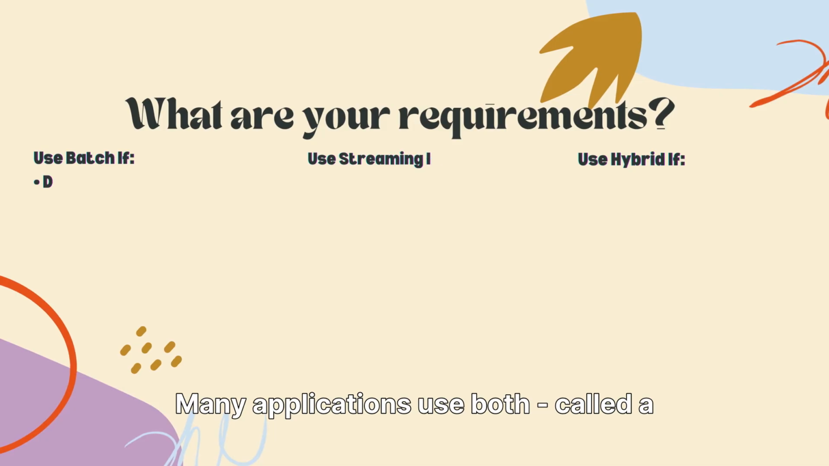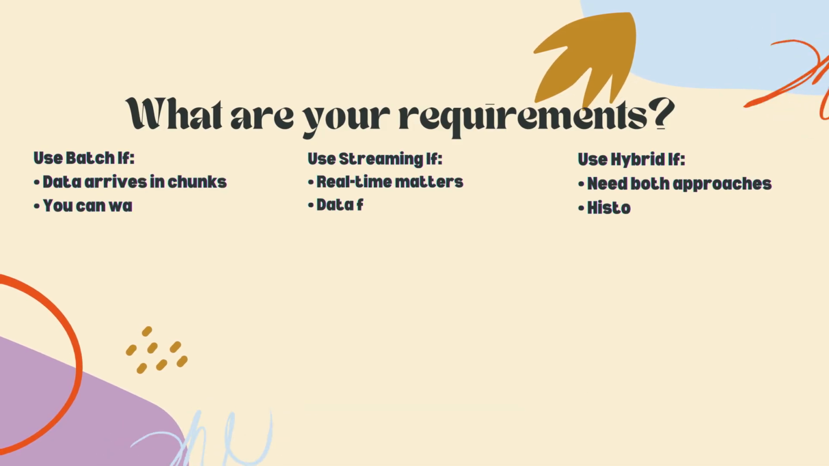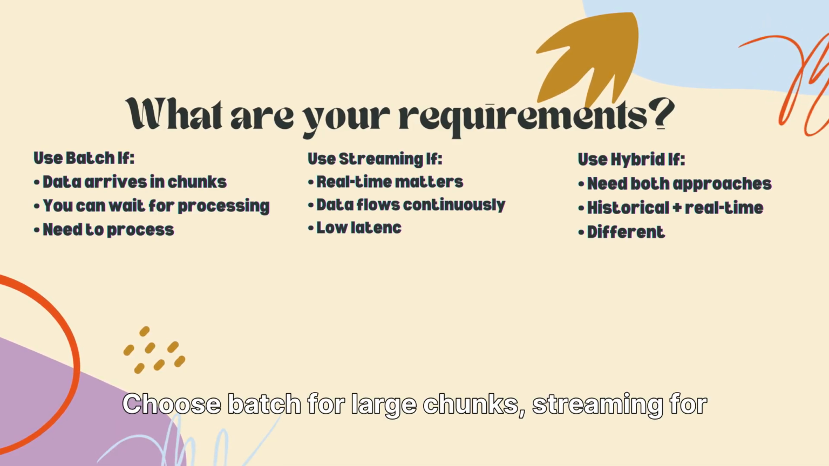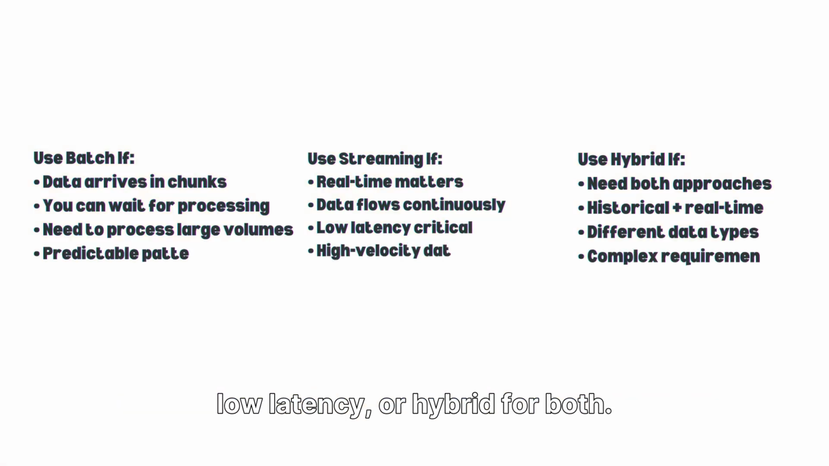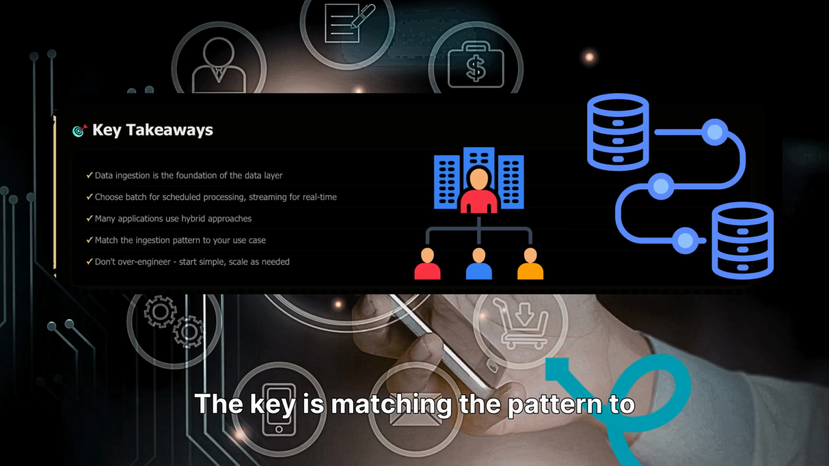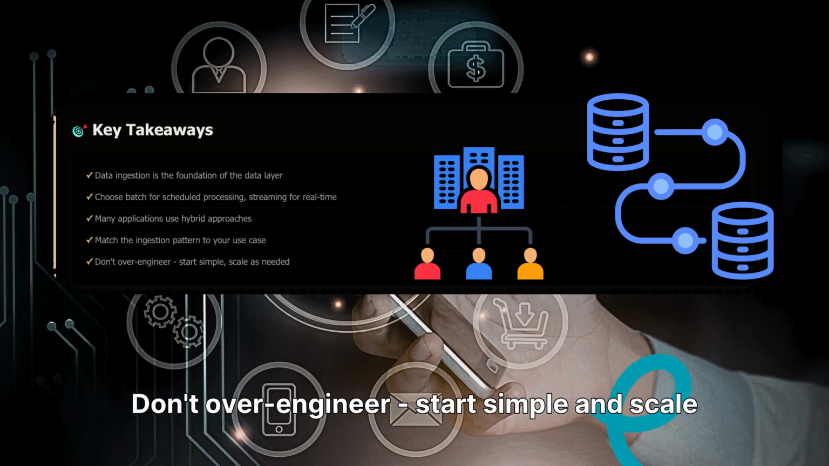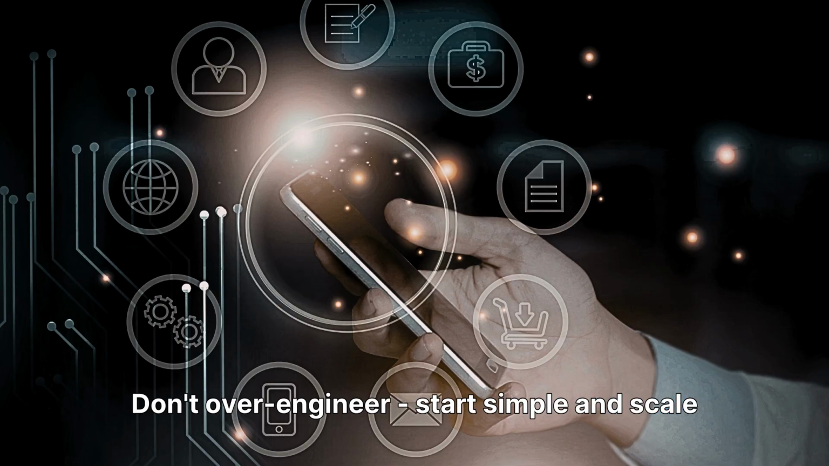Many applications use both, called a hybrid approach. Choose batch for large chunks, streaming for low latency, or hybrid for both. The key is matching the pattern to your use case. Don't over-engineer. Start simple and scale as you need.